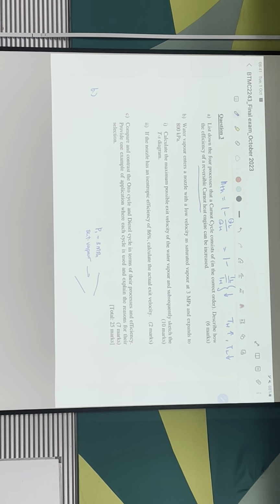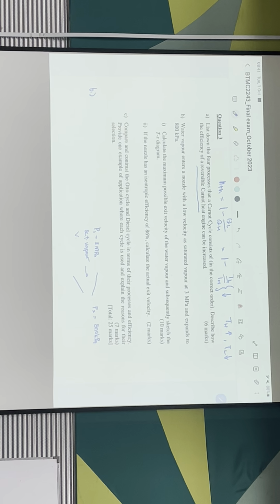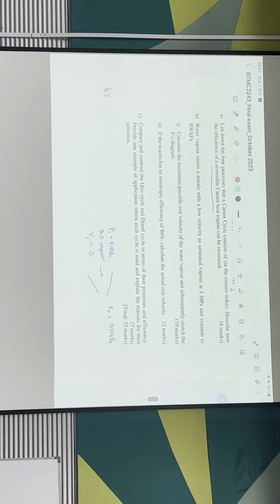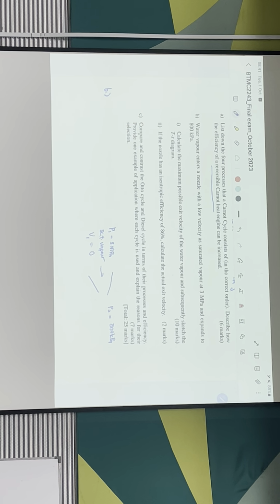Low velocity, so meaning there's no velocity. Low velocity usually means that the velocity is not significant enough. So when it expands to pressure equals to 800 kilopascal. Okay, so calculate the maximum possible exit velocity of the water vapor and subsequently sketch the TS diagram.